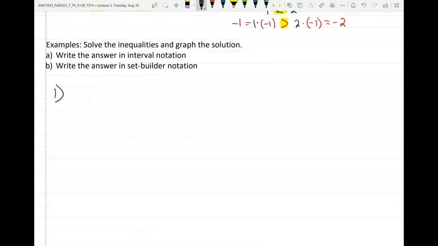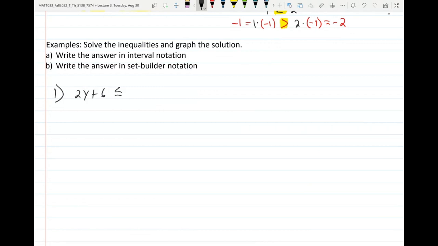All right, so let's start with something very simple. Let's do 2y plus 6 less than or equal to 4. And then let's do -2x minus 5 less than or equal to -25. So let's do these 2 first. Okay, again, just do this the same way that you would do a linear equation. Exactly the same thing. Just be mindful that if you're going to divide or multiply by a negative, you need to flip. That's all.